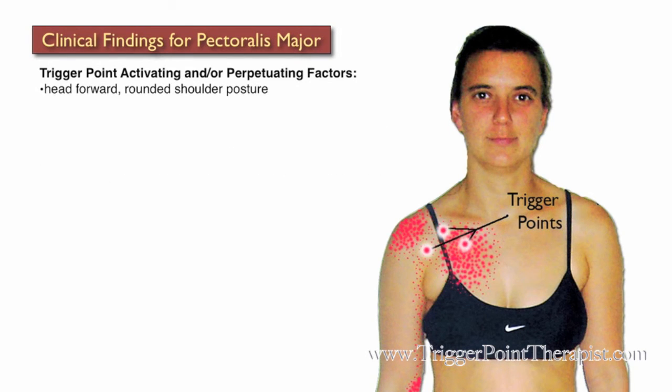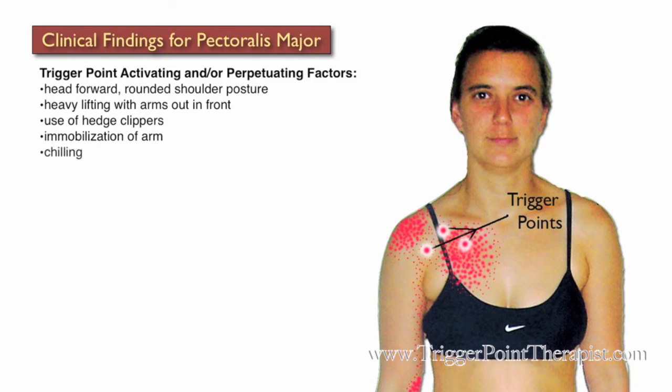Some activating and perpetuating factors for pectoralis major trigger points include the head forward rounded shoulder posture, heavy lifting with the arms out in front of the body, use of hedge clippers, immobilization of the arm, chilling of the pec major muscle, high levels of anxiety, and possibly pain from a previous heart attack.